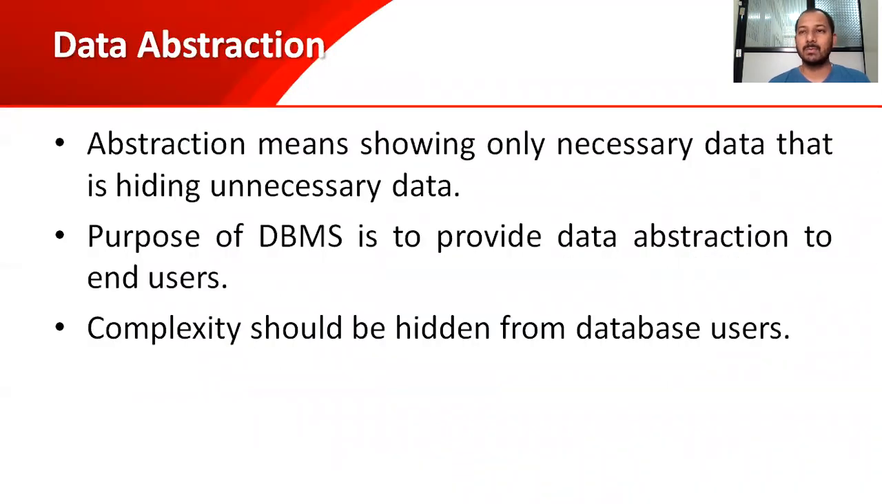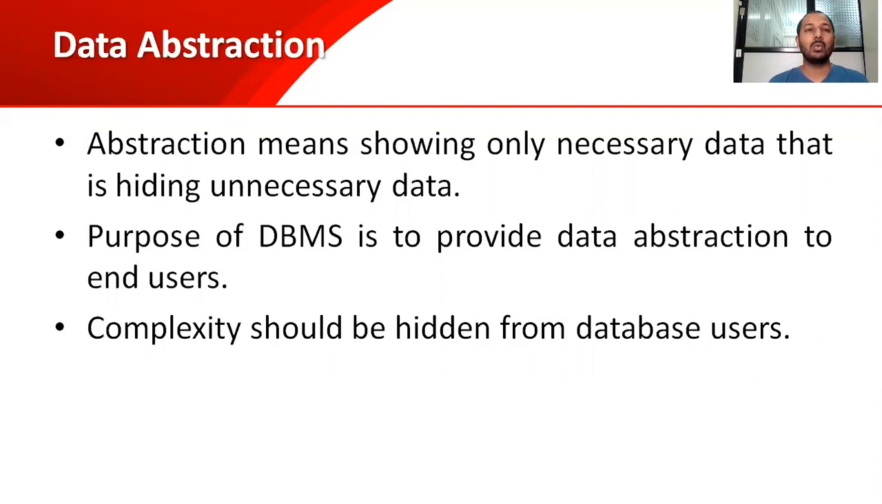So let us start with the first point. What is data abstraction? Abstraction is nothing but simply hiding something from the user. So why to hide? Not hiding the important data, but hiding the unnecessary data. The purpose of database is to provide a data abstraction to end users. So right now I told you abstraction is nothing but hiding something. Now, while hiding something, we have to take care that proper information is given to all the users and only unnecessary data is hidden.